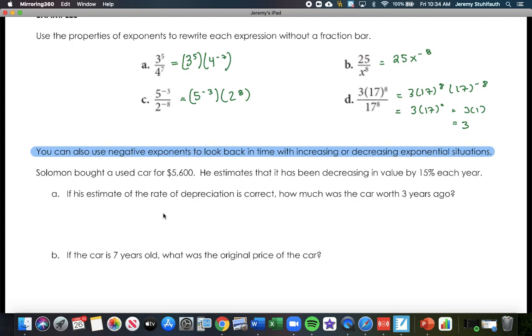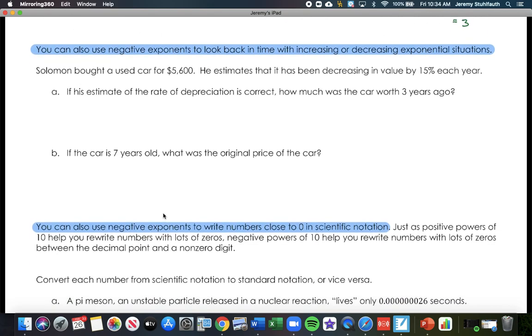So, what we do is we have to write an equation. Our equation for this situation would be y equals 5,600 times the rate at which his car is depreciating, so 1 minus 0.15 to the x power. We can rewrite that as 5,600 times 0.85 to the x power. So this is our equation.